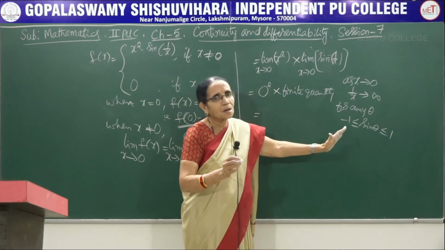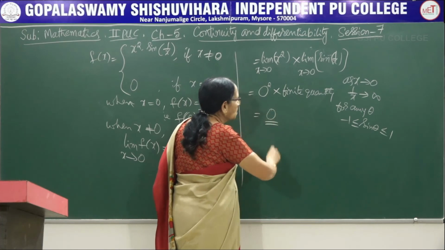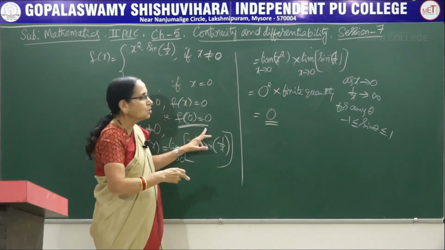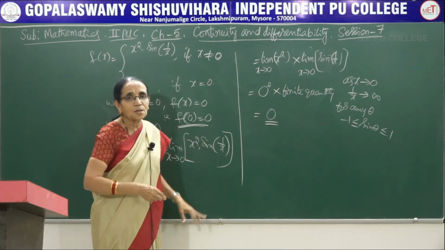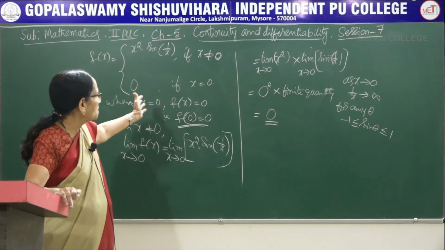It cannot be greater than plus 1. Therefore, 0 into any finite quantity is 0. So, the limit of the function is 0. The value of the function is 0. So, what is our conclusion? It is continuous. So, when x equal to 0, it is 0.